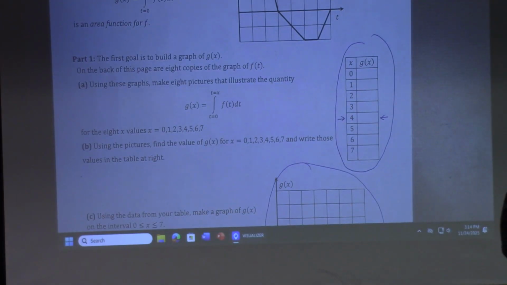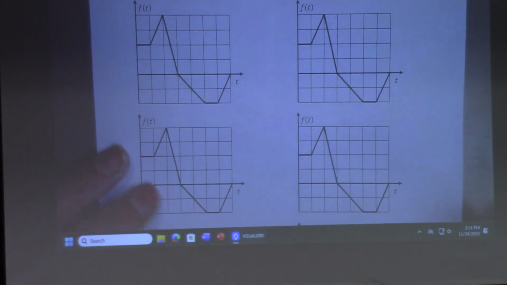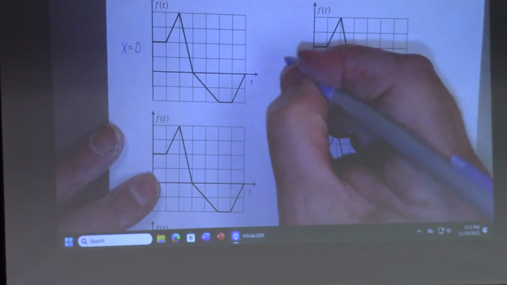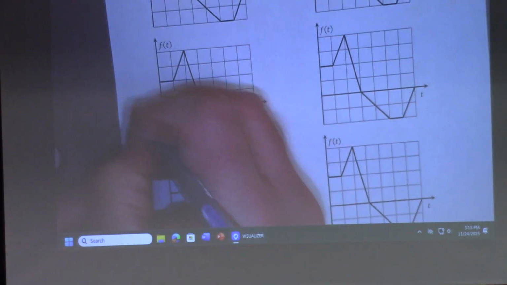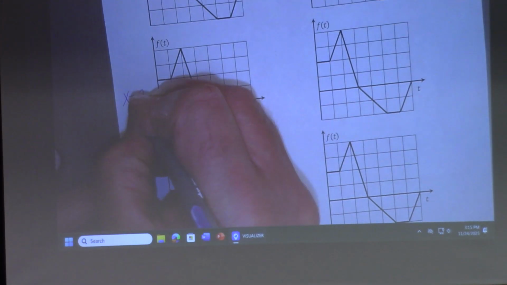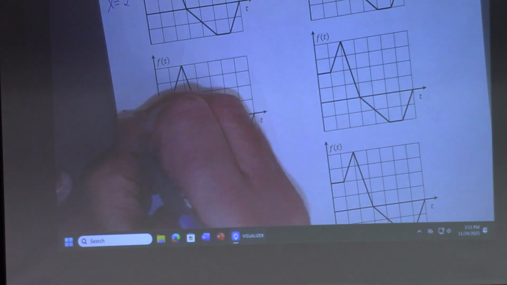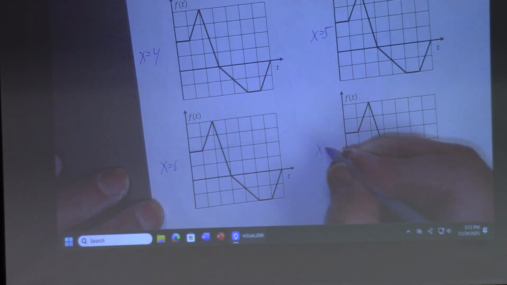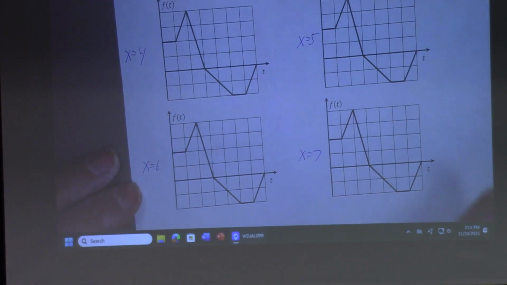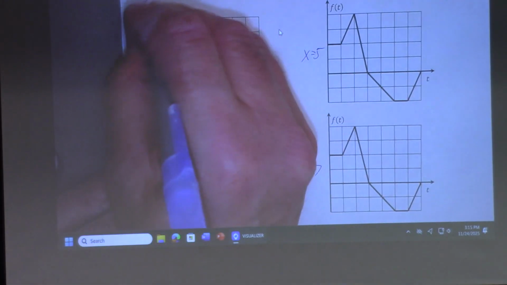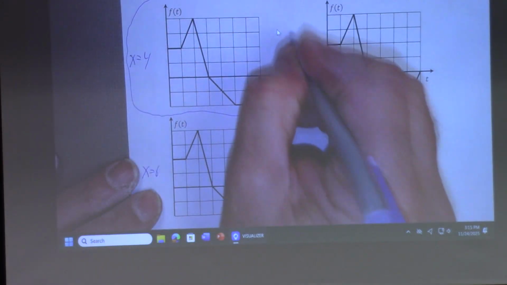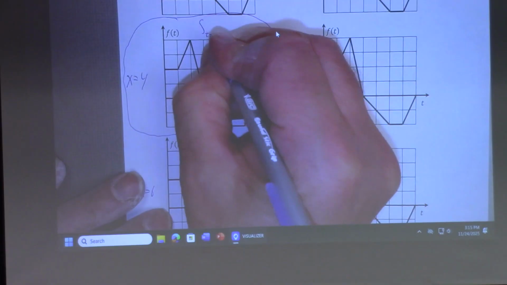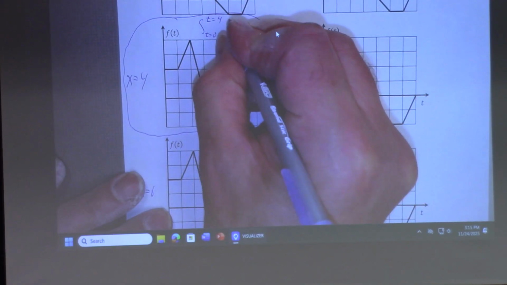So let's turn this paper over and let's label these x equals 0, x equals 1, x equals 2, x equals 3, x equals 4, x equals 5, x equals 6, and x equals 7. So for x equals 4, for this one, we need to figure out the signed area from t equals 0 to t equals 4 under the graph of f of t.